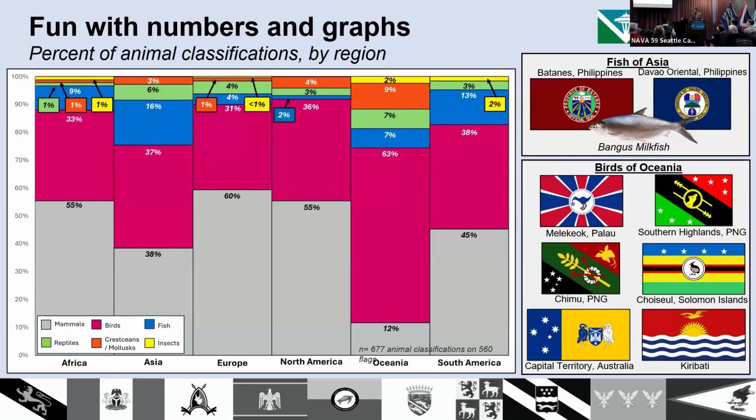It's also unique that they're not the same bird. There are 13 different varieties of birds on 27 flags in Oceania from 7 countries. So everyone immediately goes to the bird of paradise, but that bird only occurs on the flags of Papua New Guinea. But you can see the other examples I show here, very different birds on Palau, the Solomon Islands, Australia, and Kiribati.